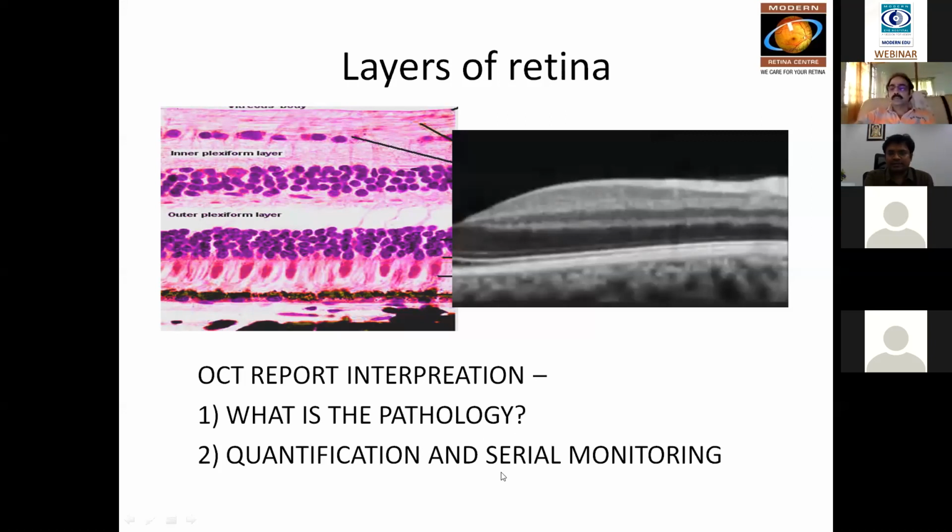As soon as we get all the details, for serial monitoring the machine itself shows you how much of the edema is resolved or how much it has increased. That is not very important, and we do not learn anything specific from that. But what is more important is that we should be able to identify the pathology. What is the actual pathology which is happening there? That has to be identified.